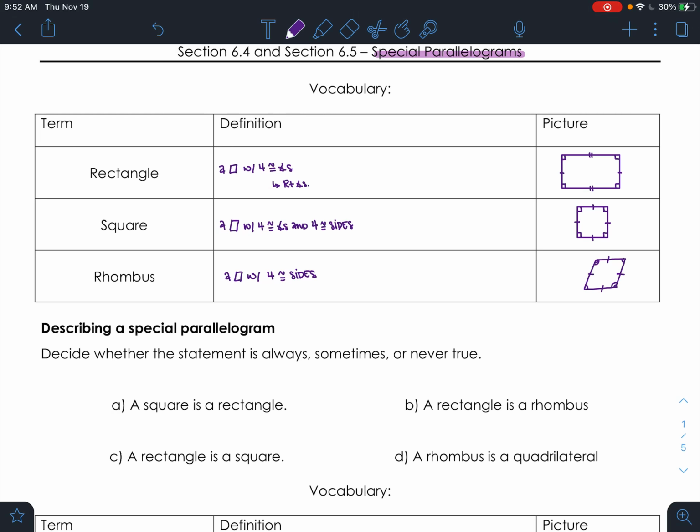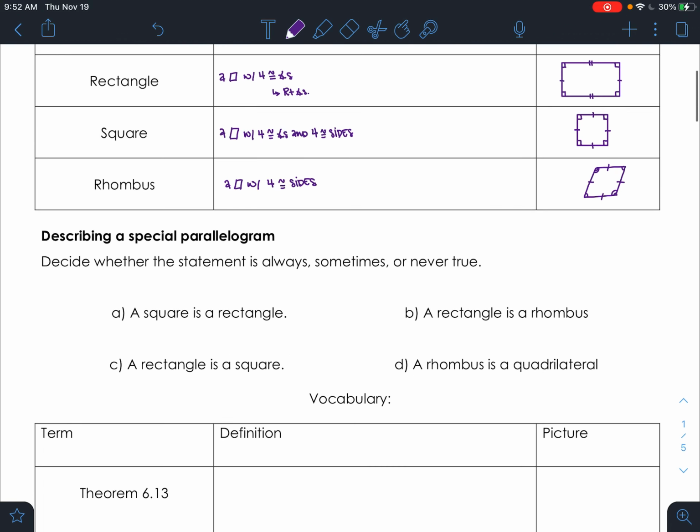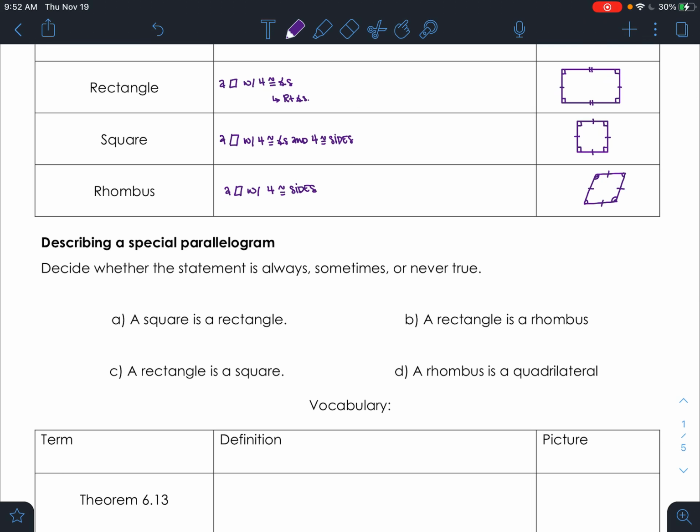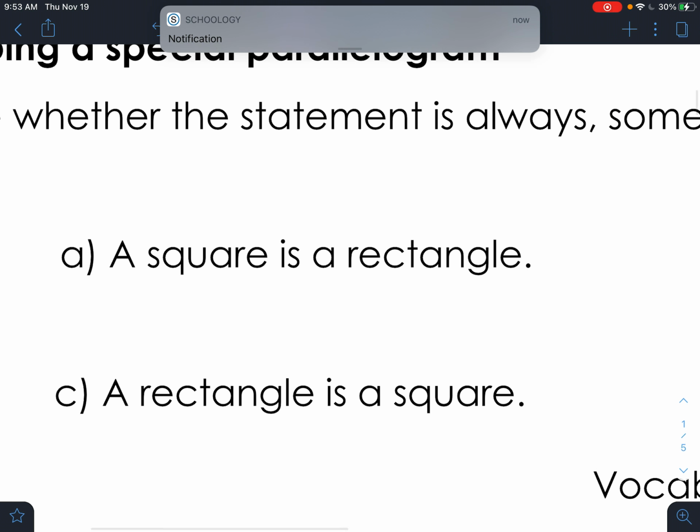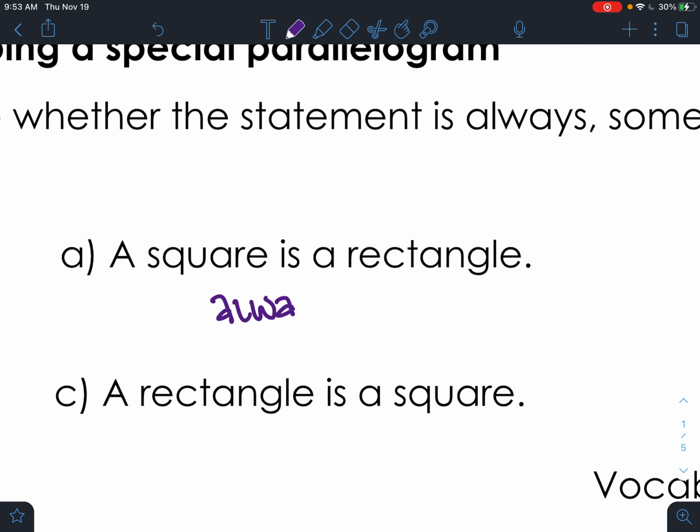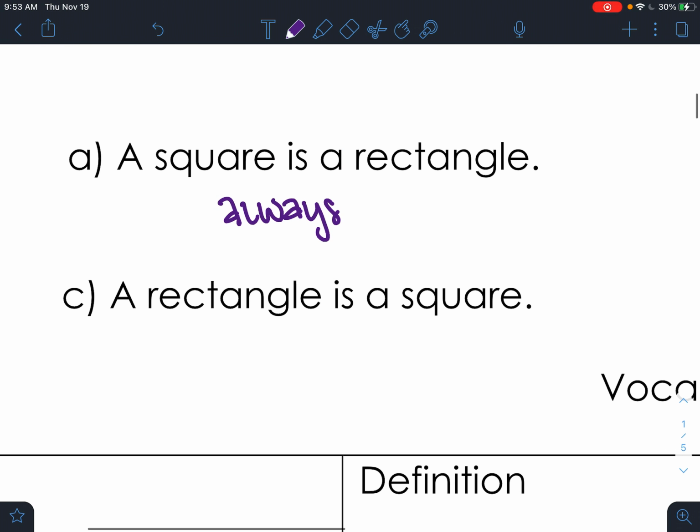And today's focus is about what else is additional about these special parallelograms, okay? But let's first decide whether the following statements are always, sometimes, or never true. So if you look at letter A, it says a square is a rectangle. And this is always true, all right? So a square is always going to be a rectangle because a square is always going to have 4 congruent angles, okay? Now, C says a rectangle is a square. All right, this is only sometimes true. It is only a square when all 4 sides are congruent.